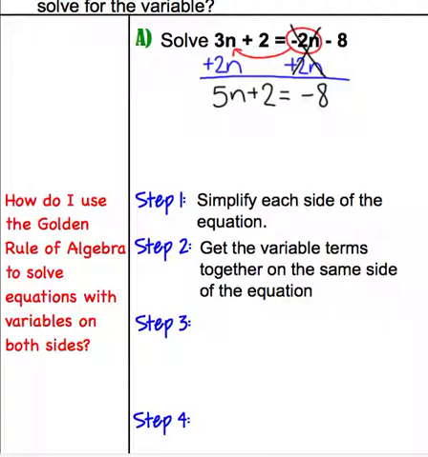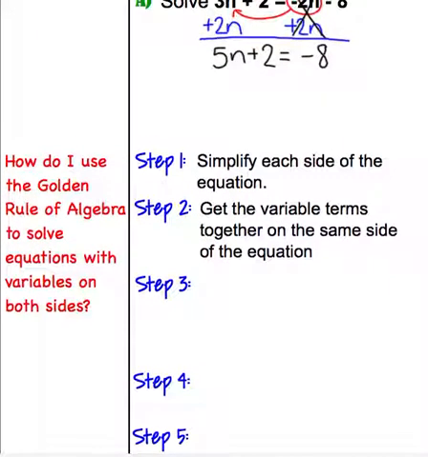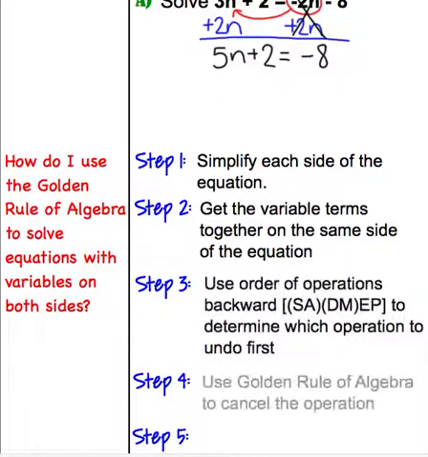So then we are going to go ahead and follow steps 3 and 4, which are to use the order of operations backwards, which you've seen before, to determine which operation to undo first, and then use the golden rule of algebra to cancel that operation. So if I go back and think about my process for building this equation, 5n plus 2 equals 8, first I would multiply by 5, and then we would add 2, which would then end up resulting in our final equation.